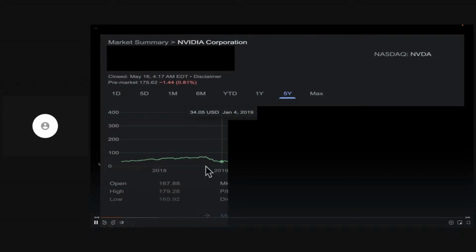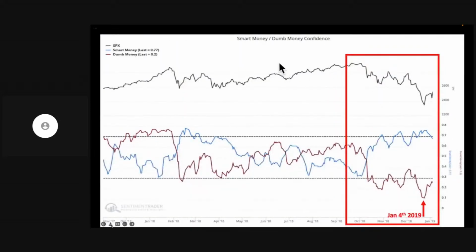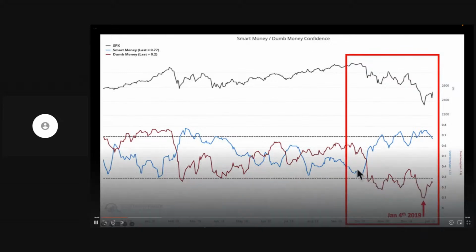Everyone's telling you to sell. The specific stock is NVIDIA Semiconductor Chip Play NVDA. You're trying to see what's going on in the market. So you look at the smart money and dumb money confidence spread. You see that retail investors, which is dumb money, have been selling and we're at all-time lows at January 4th, 2019. Institutional investors are buying.